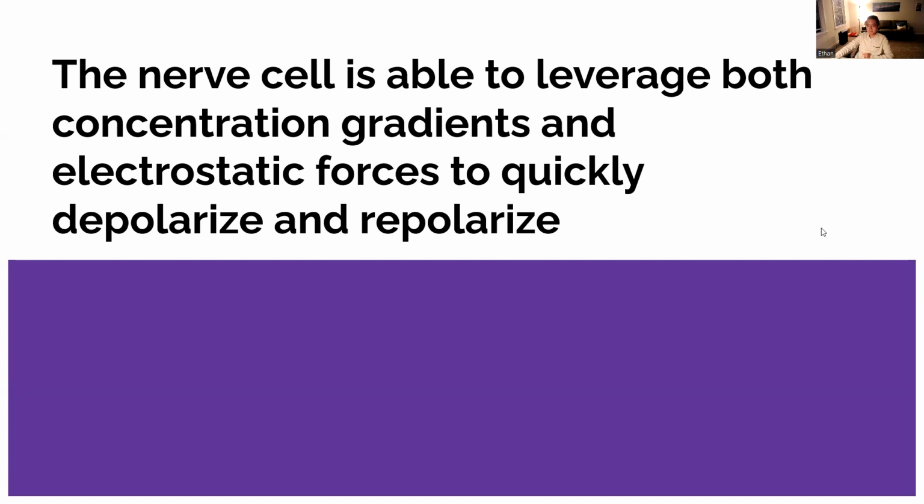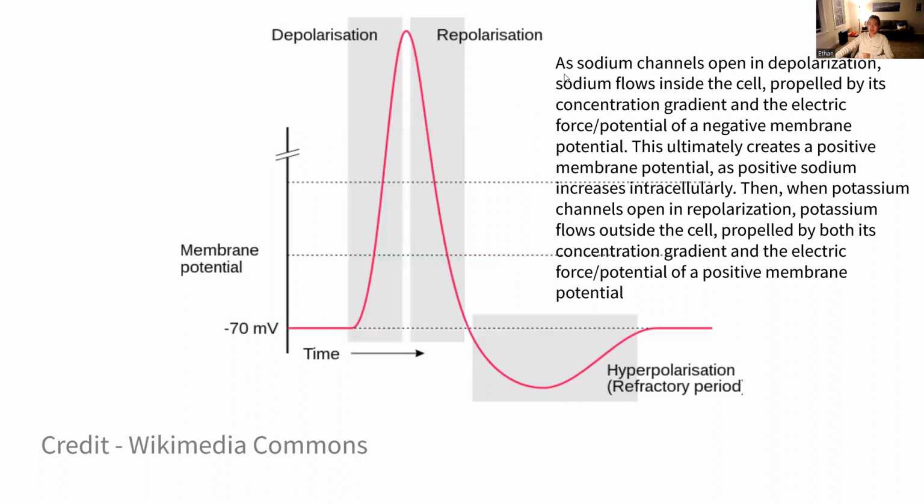So what am I talking about? Looking at depolarization, as sodium channels open in depolarization, sodium flows inside the cell right here, right? And this movement inside the cell is propelled by two things: its concentration gradient, and the electric force / potential of a negative membrane potential. So what do I mean by that? That's the last part about electric force / potential.